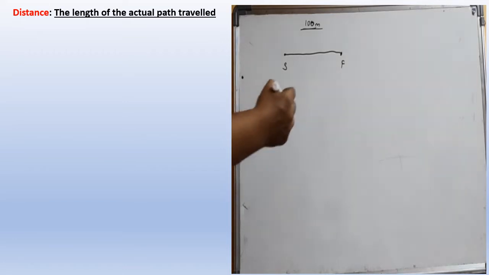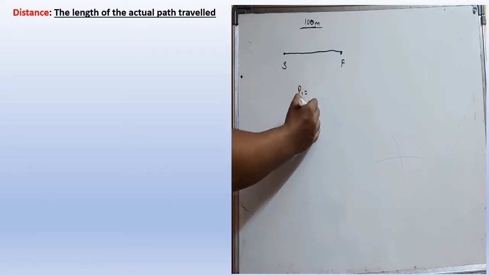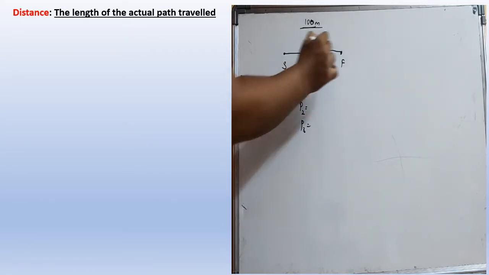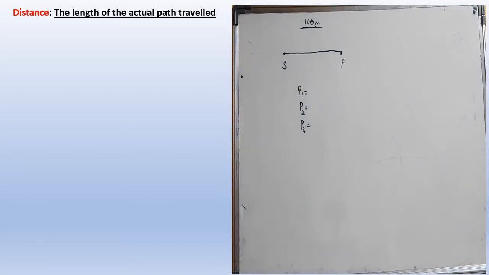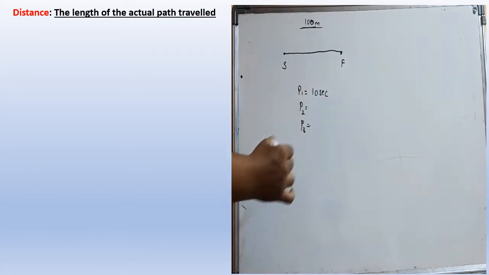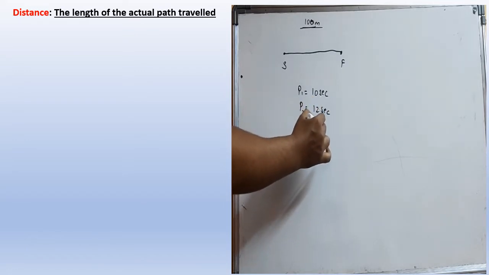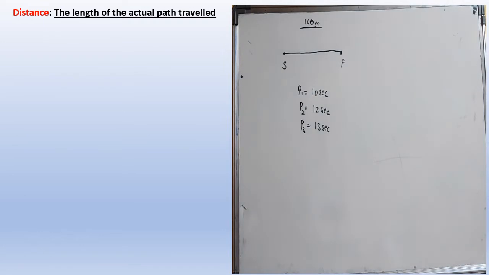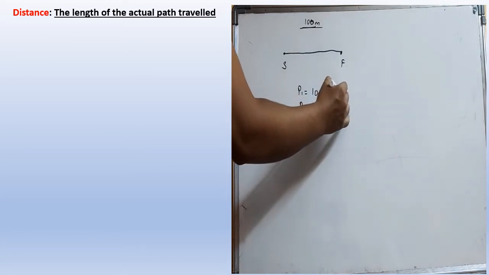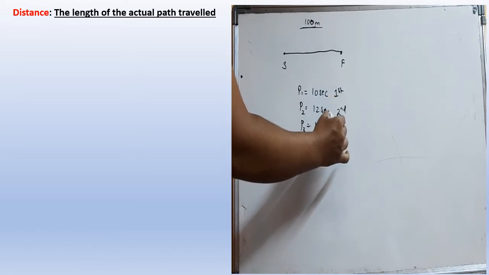For example, consider we have three participants, P1, P2 and P3. These three participants start from the starting position and reach the finishing line. The first participant reaches in 10 seconds. The second one reaches in 12 seconds and the third one reaches in 13 seconds. Based on these results, you can easily tell that participant 1 has reached first, participant 2 has reached second, and participant 3 has reached third.